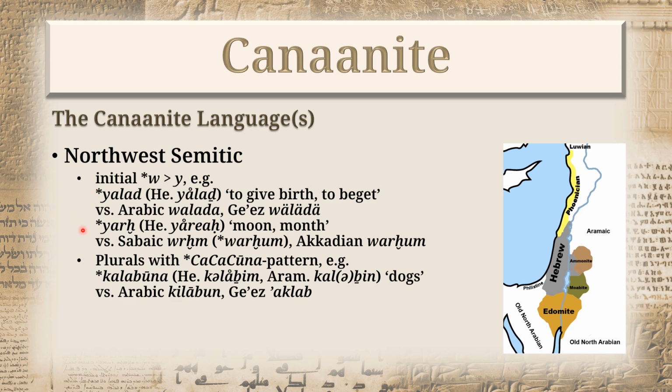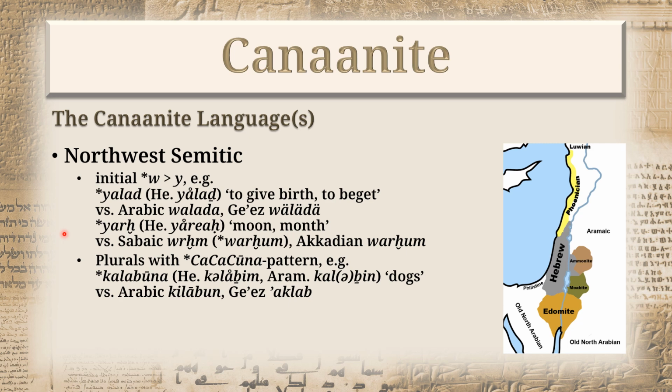Another example would be the word for a month, yarch in Proto-Northwest Semitic, or yoreach in Hebrew, moon or month, which, for example in Sabaic and in Akkadian, is written with a waw, so warchum in both languages. Actually, in Akkadian, very often it's also written archum, so the wa was just dropped. It did not turn into ya, but in Old Babylonian it's warchum, and same in Sabaic and other non-Northwest Semitic languages, so East Semitic, Central Semitic, etc.